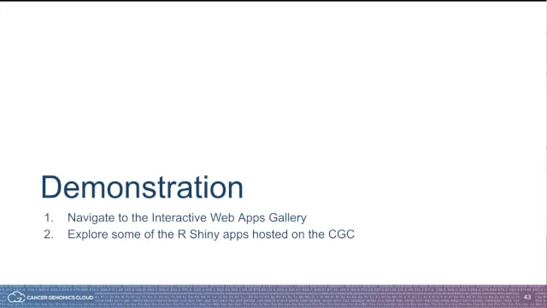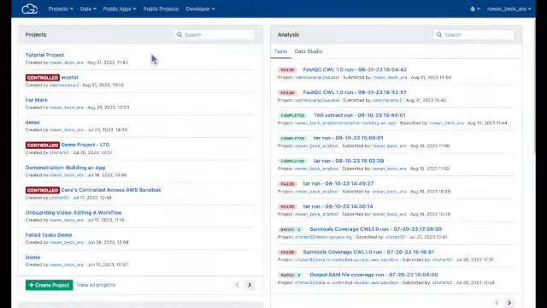For our demonstration today, we will do each of the following: 1 is navigate to the interactive web apps gallery, and 2 will explore some of the R Shiny apps hosted on the CGC. The first item I'd like to show you is an R Shiny app called Circos that generates high-quality circular plots for visualizing variations in omics data. This was originally developed by Ying Hu in R, and this tool was adapted for the CGC for an easy-to-use point-and-click interactive app.